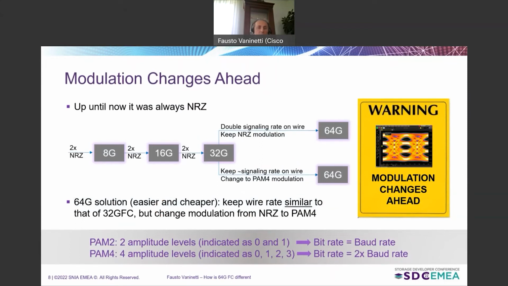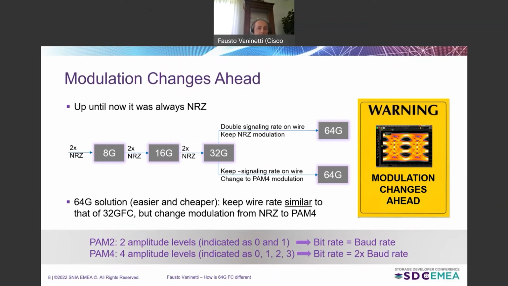The second option was to change the modulation format and to move to something more efficient like PAM4. This would allow us to preserve the signaling rate on the wire, but double the bit rate, which is essentially what we want. In making the decision, cost and challenges were taken into account. And the final call was to select PAM4 modulation with a similar signaling rate as 32 gig Fibre Channel.